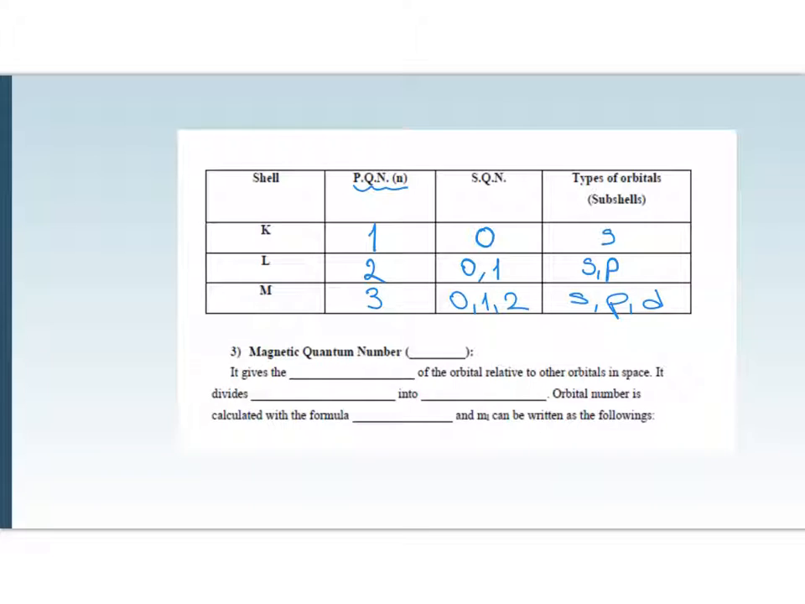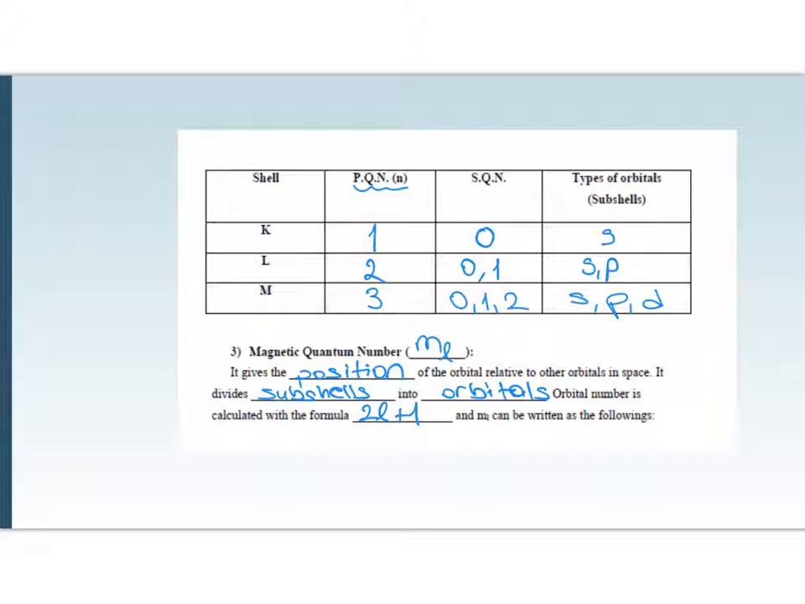And the third quantum number is the magnetic quantum number, which is shown as ml like this. Now it gives the position of the orbital relative to another one, and it divides subshells into orbitals in this case. Now first we have to calculate the number of orbitals that belong to a specific type of orbital. It is calculated by the formula 2l plus 1.